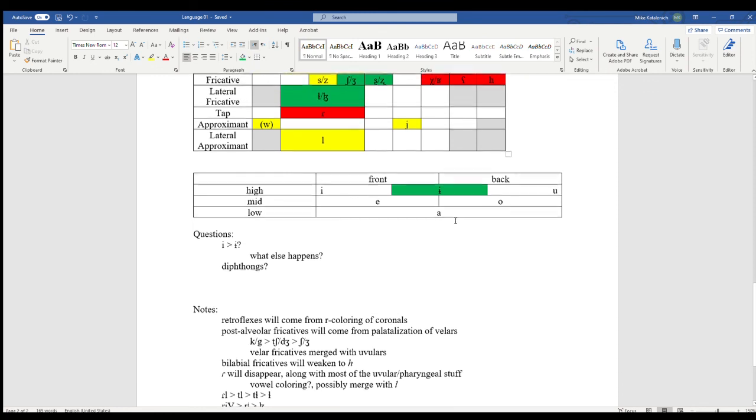So, yeah, five vowels becomes, I don't know. We'll see.